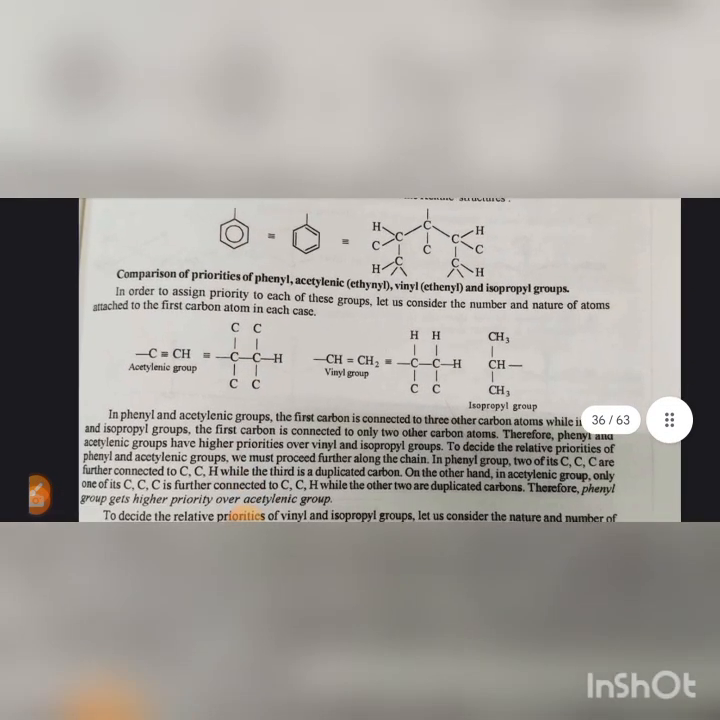Third sequence rule: double bonds and triple bonds are treated as if they have duplicate or triplicate single bonds. In other words, each doubly bonded atom is duplicated and each triply bonded atom is triplicated. Thus, to illustrate this, let us consider glyceraldehyde and 3-chloropentane as examples. Next is the comparison of priorities of phenyl, acetyl, ethynyl or vinyl, and isopropyl groups. In order to assign priorities to these groups, let us consider the number and nature of atoms attached to the first carbon atom in each case.